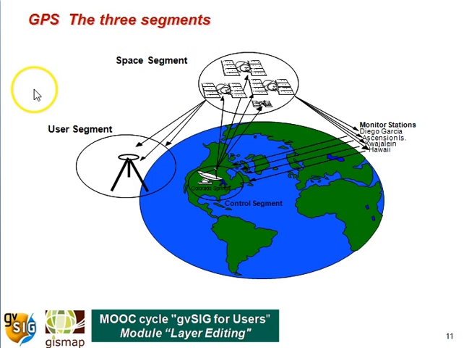So we have 3 segments in GPS. The space segment is, to say, the satellites. The control segment is, let's say, the receiver from the ground, and then we have as well the user segment, let's say the private person, the surveyor, who gets the information directly from the satellite, and the control segments can spread this information nearby.